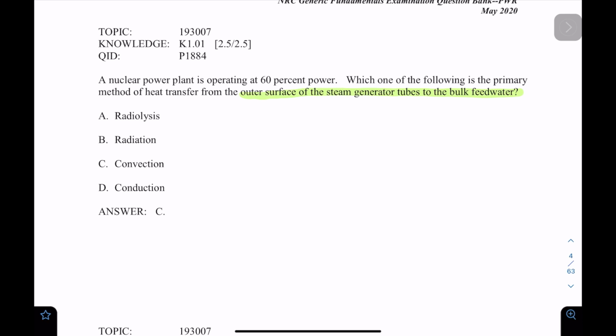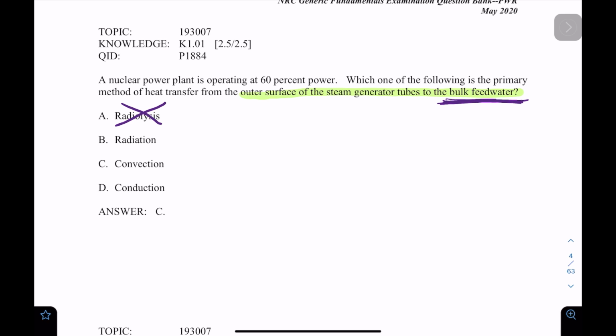For this one, the first option is radiolysis. We didn't talk about radiolysis or anything like that, so no, that's not happening. But what is happening in here? It says bulk feed water, right? That means there is water flowing on the steam generator tubes.